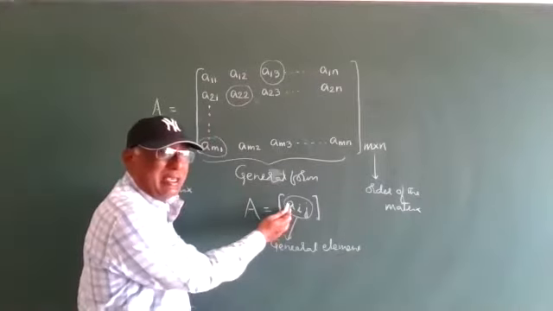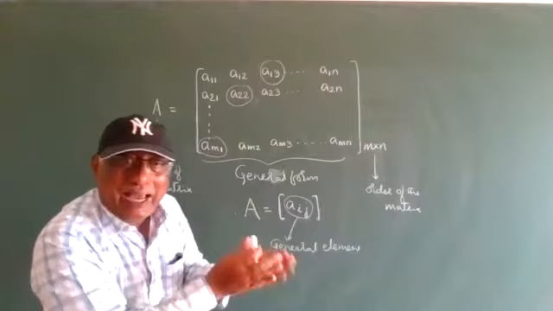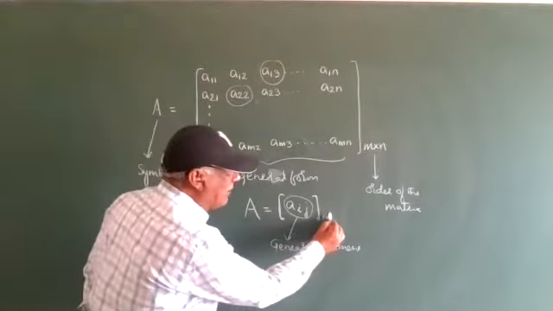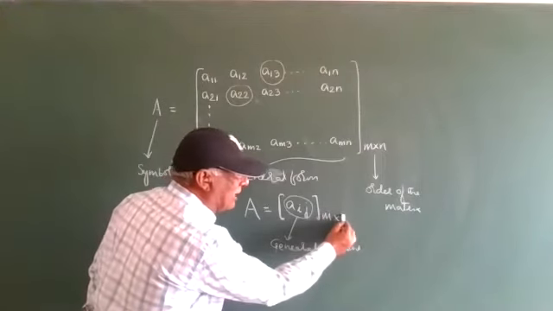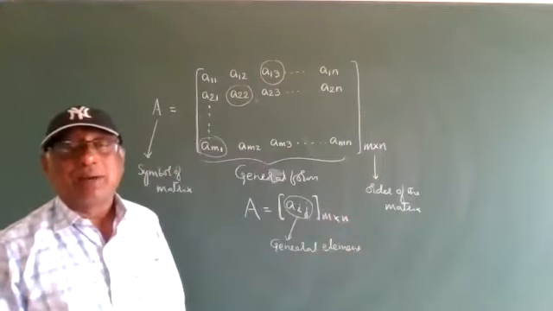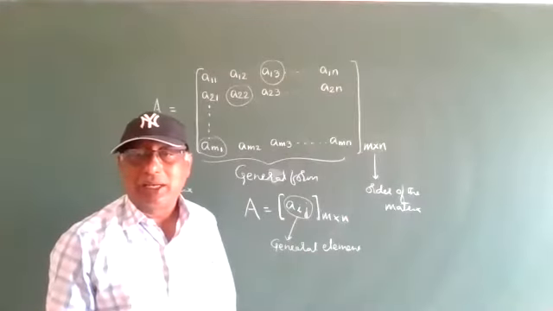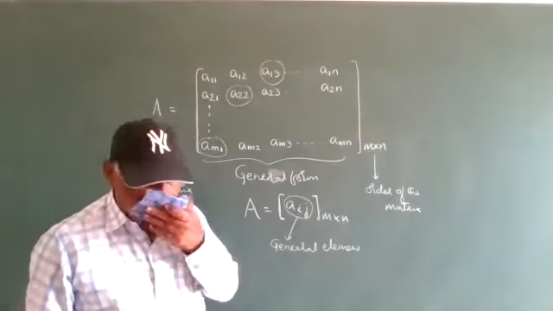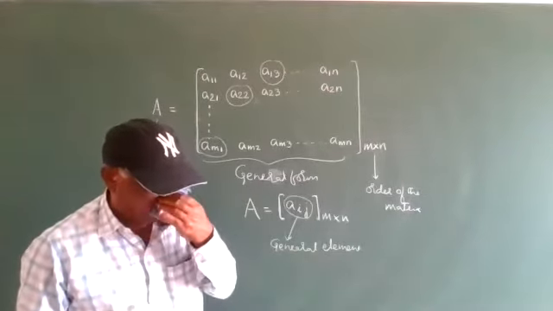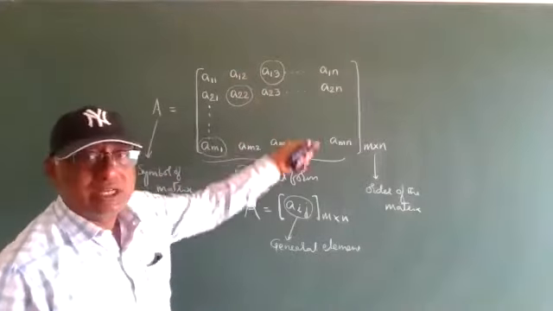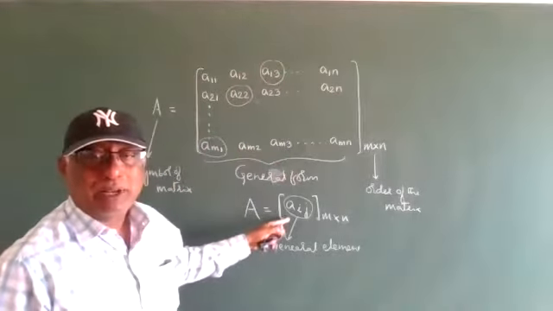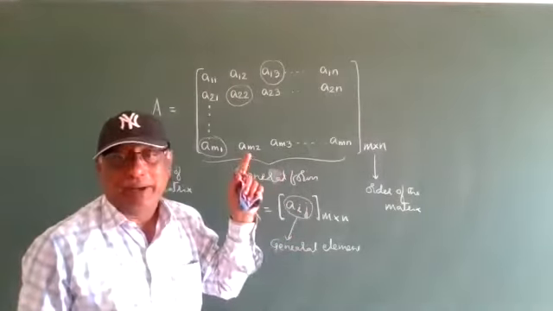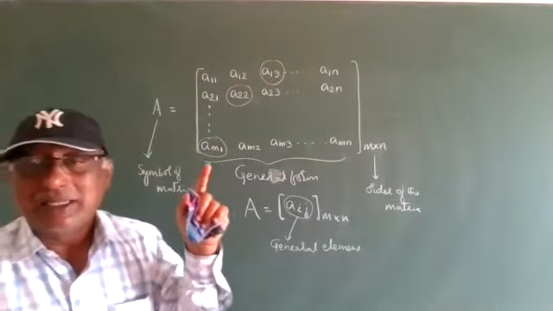Therefore, Aij is the general element. It is in the ith row, jth column. The order of the matrix is M horizontal lines, N vertical lines. This point is clear, everyone? Instead of this total general form, it is simply represented by this one. In this one, Aij is the general element.